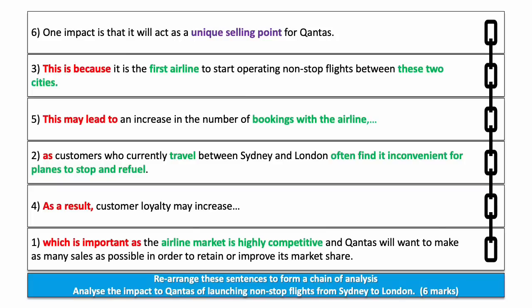As a result, customer loyalty may increase, which is important as the airline market is highly competitive and Qantas will want to make as many sales as possible in order to retain or improve its market share. So we have a logical chain of argument, as I mentioned earlier, all in context, and we've got nice connectives, and that is what you need to do in order to maximise your marks for 6-mark questions.